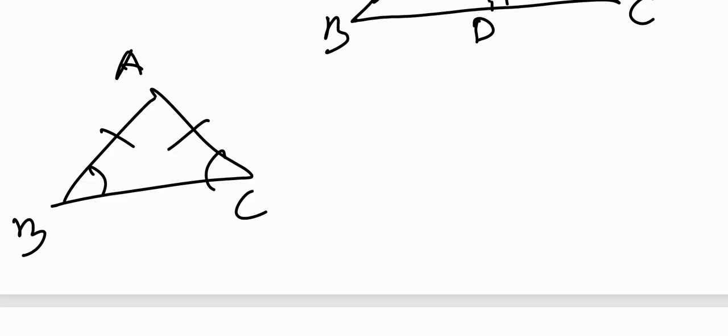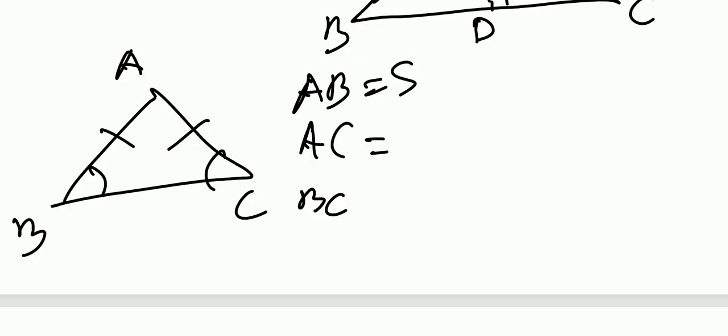But remember, you must calculate all sides. You must calculate AB, AC, and BC, because you can calculate AB and find 5, AC and find 5, and then you conclude that it's an isosceles, whereas even your BC is 5, which means this is an equilateral triangle. So be careful. For you to conclude that this is an isosceles, you must calculate all the sides.